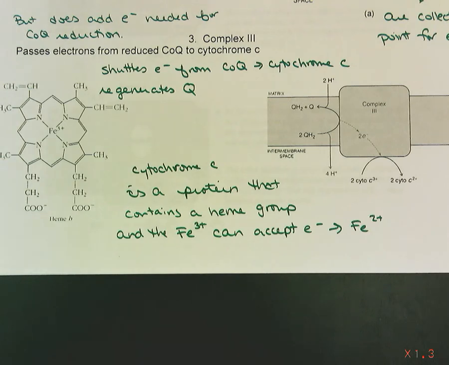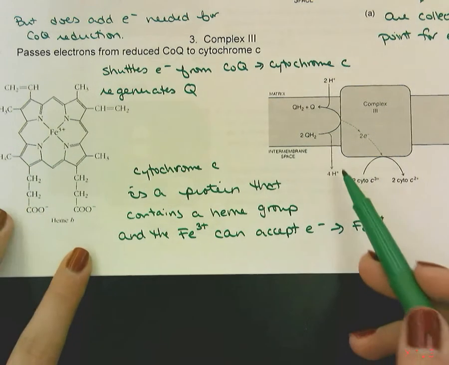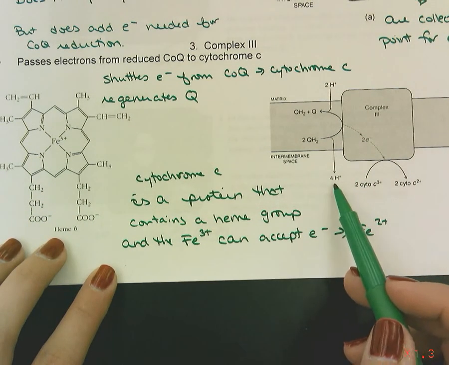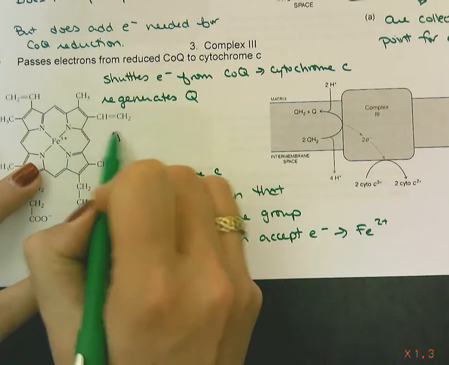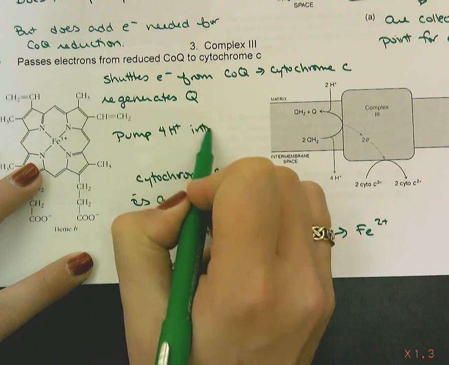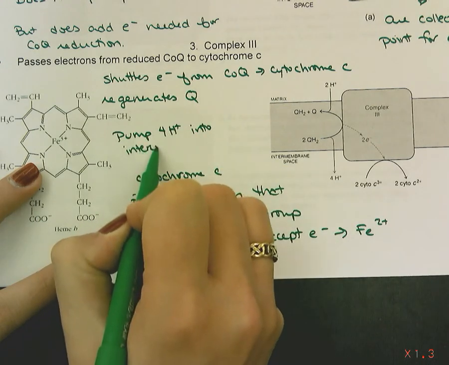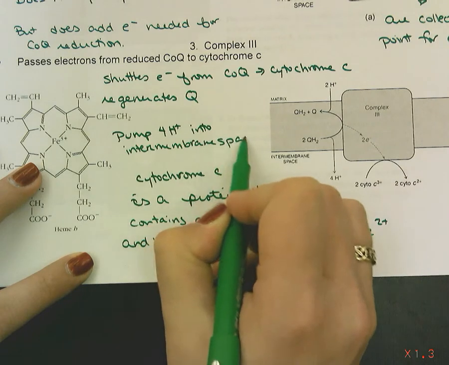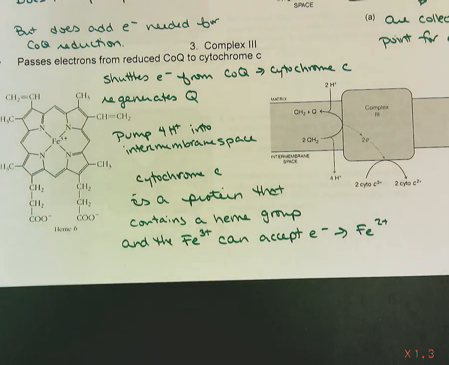All right, so now we've passed our electron. Last thing, we're going to pump 4 protons into the inner membrane space. So complex 1 does 4 protons, complex 3 does 4 protons.